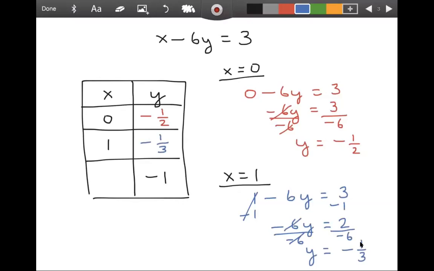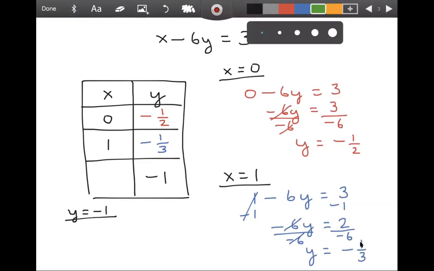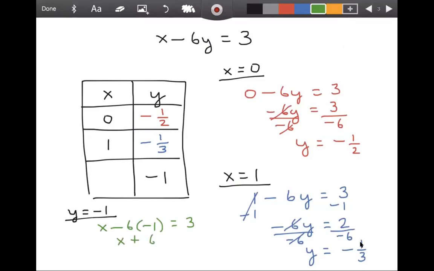And finally, notice that the third ordered pair has a y coordinate of negative 1. So I have to be careful there, and I think I can squeeze it in down here. Y equals negative 1. So this time we're going to go x minus 6 times negative 1 equals 3. Minus 6 times negative 1 gives me a plus 6. And then subtracting 6 on both sides, I end up with x equals negative 3.